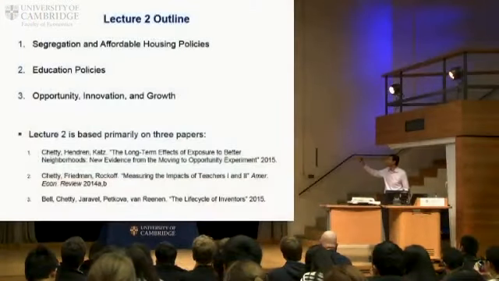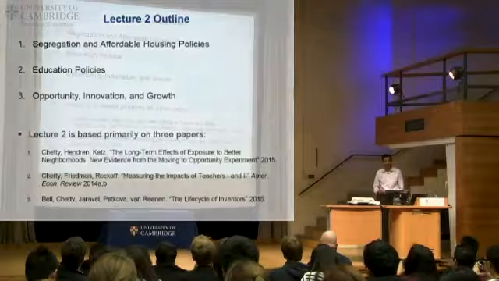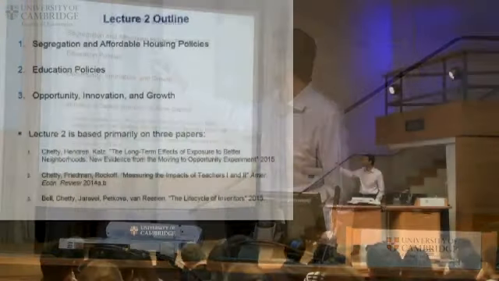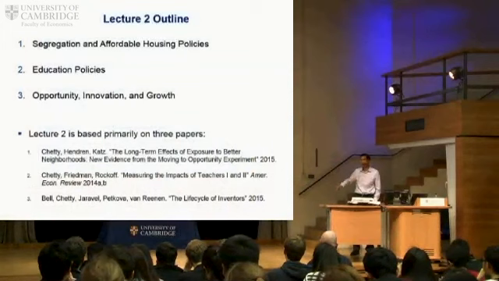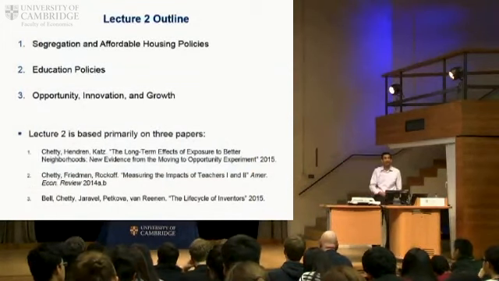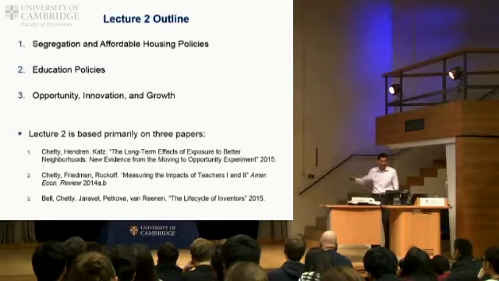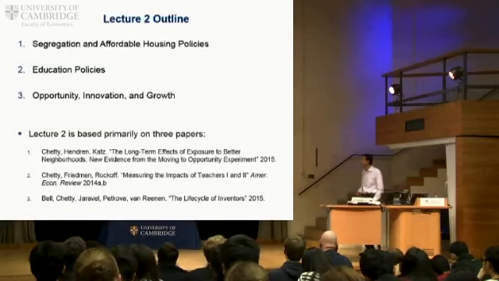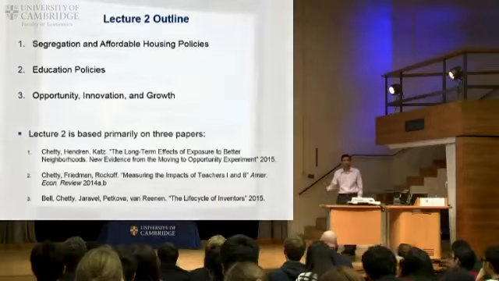So here's an outline of this lecture. I'm first going to talk about segregation and how we might change segregation through affordable housing policies. Second, I'll spend some time on education policies. And then I'll talk about the normative issues in the context of some work we're doing on opportunity, innovation, and growth. Now, what I'm going to present in this lecture is based primarily on 3 papers.